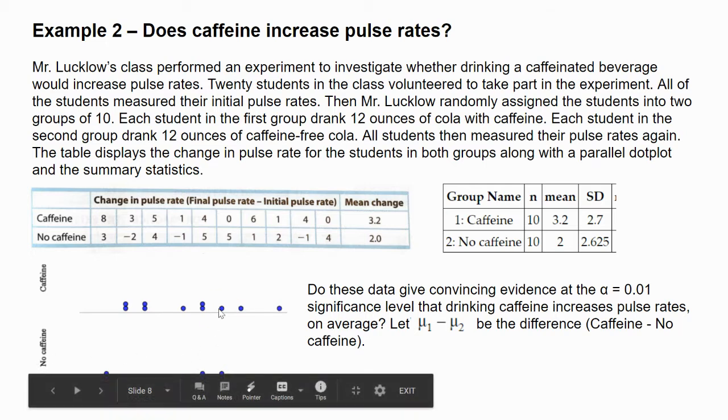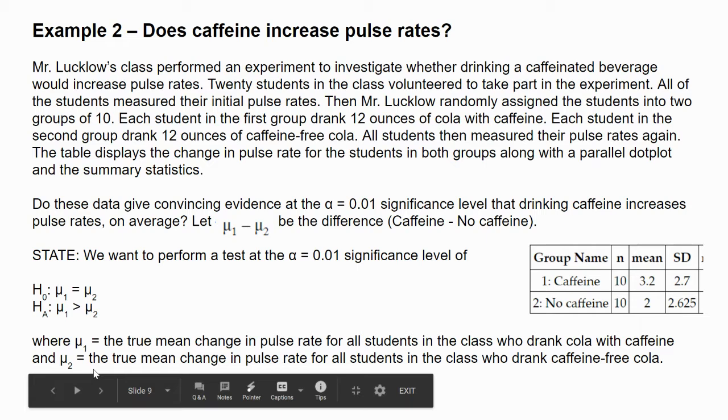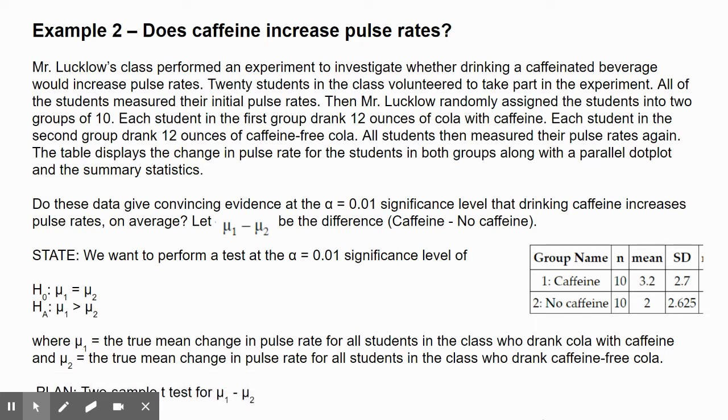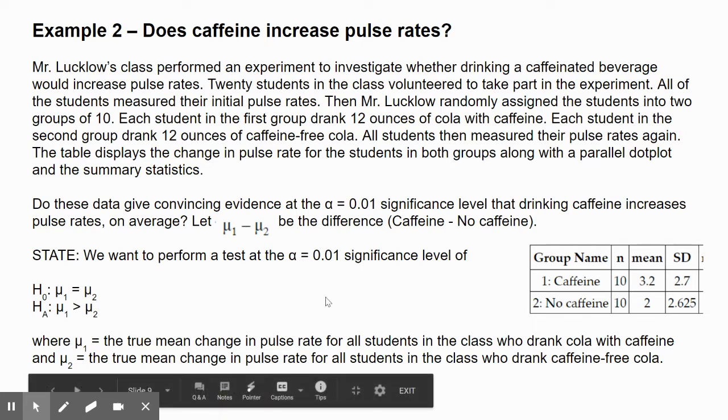So this slide gives us our state and our plan. State: we want to perform a test at the alpha equals 0.01 significance level of the null hypothesis, mu1 equals mu2, versus the alternative hypothesis where mu1 is greater than mu2. That means the caffeine causes a higher pulse rate, or higher change in pulse rate, than the non-caffeine. Where mu1 is the true mean change in pulse rate for all students in the class who drank cola with caffeine, and mu2 is the true mean change in pulse rate for all students in the class who drank caffeine-free cola. Your plan is a two-sample t-test for mu1 minus mu2. And now you pick it up from here.